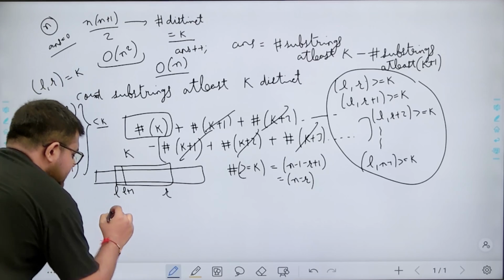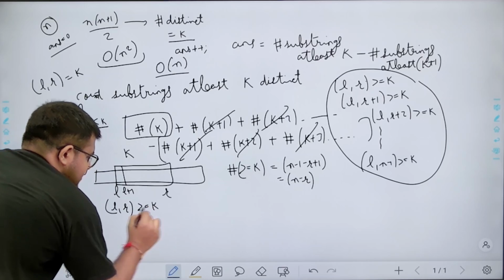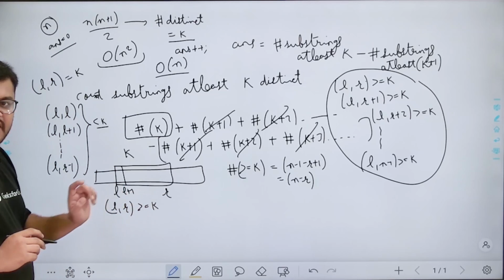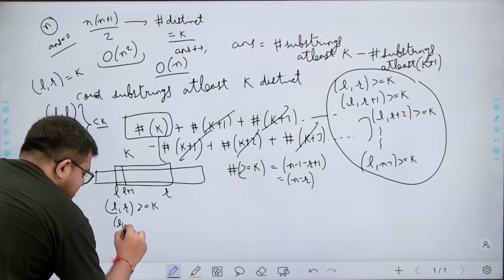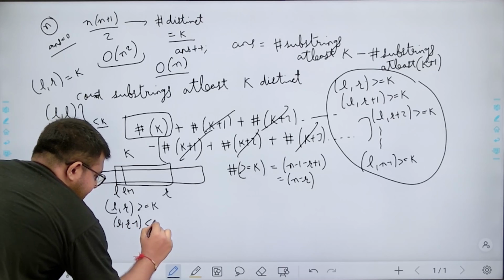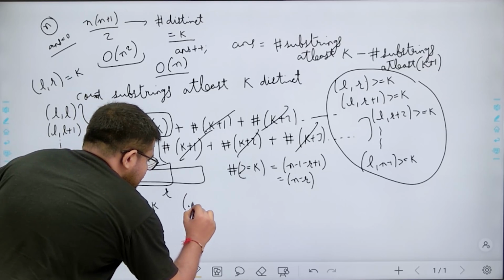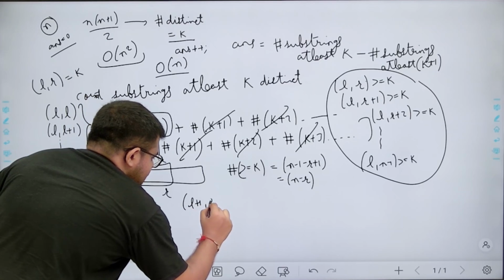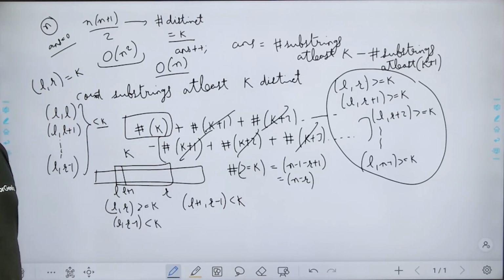If the substring from L to R has at least k distinct characters, but R is the first ending index to satisfy this, what does that mean? That the substring from L to R minus 1 had less than k distinct characters. Then can I also say the substring starting with L plus 1 and ending at R minus 1 will also have less than k distinct characters?